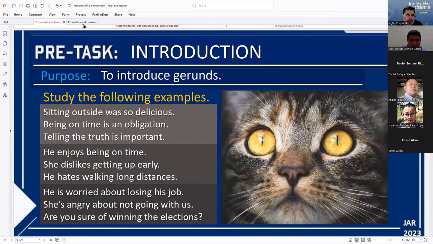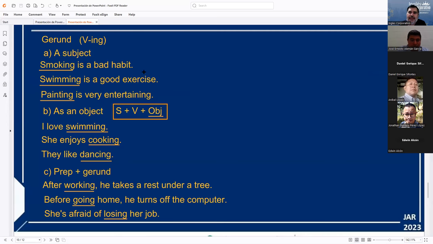Now, well, before we move to the next one, so remember, there are more forms for gerunds. There is after a close marker, as a reduction of an adjective clause, as a reduction of an adverb clause, et cetera. But we're not going to worry about that right now. So we have to talk about these three. As a subject, smoking is a bad habit. Swimming is a good exercise. Painting is very entertaining. I love swimming. She enjoys cooking. They like dancing. After working, he takes a rest under a tree. Before going home, he turns off the computer. She's afraid of losing her job.